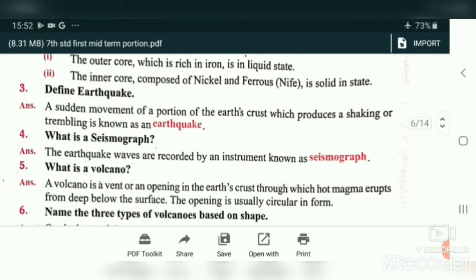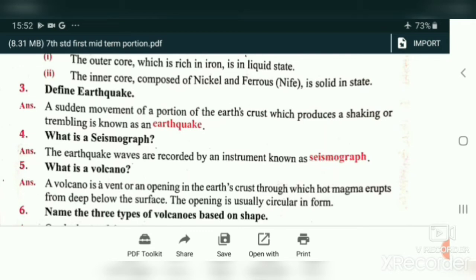Define earthquake. It's an important question. A sudden movement of a portion of the earth crust. It produces a shaking or trembling. The sudden movement of the earth crust which produces shaking or trembling is known as earthquake. It's an important one. What is seismograph? The earthquake waves are recorded by an instrument called seismograph.